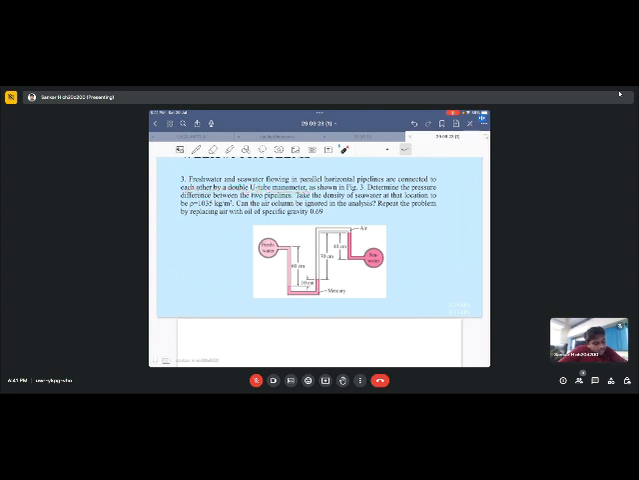And they are connected to each other by a double U-tube manometer as shown in the figure. Determine the pressure difference between the two pipelines. Take the density of seawater to be 1035 kilogram per meter cube. Can the air column be ignored in the analysis? So air is given over here, and let's assume that the density of air is 1.05 kilogram per meter cube.